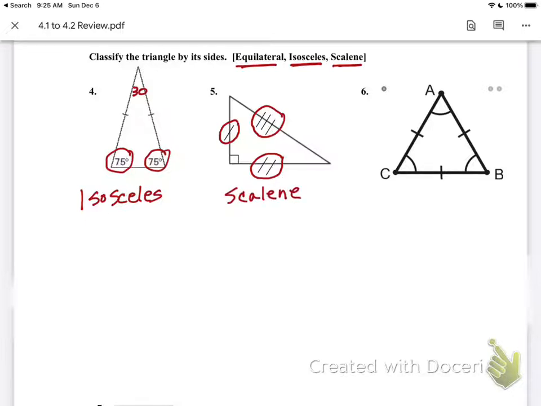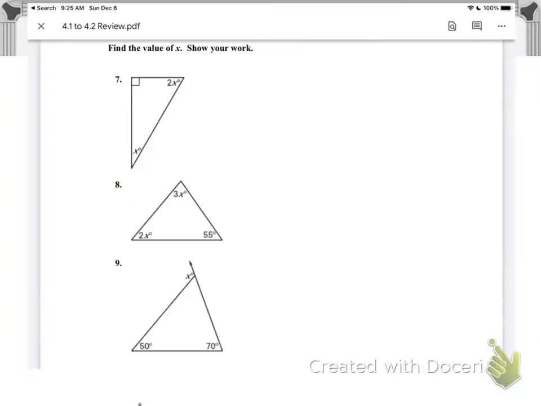Okay, the last one has every single side equal. So if every single side is equal, the best answer probably is equilateral. But remember, by definition, isosceles has at least two sides equal, and therefore you really could call this one isosceles as well. Okay, let's move on to the next problem.